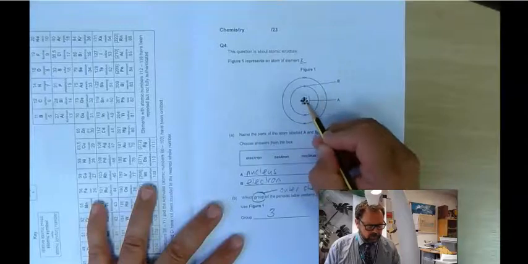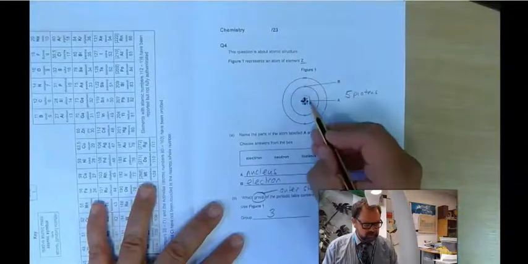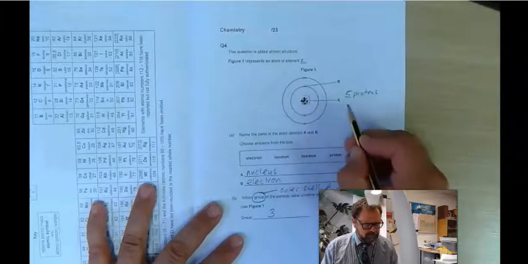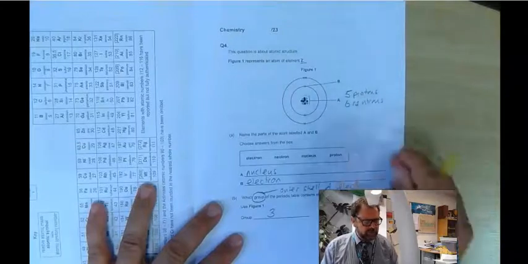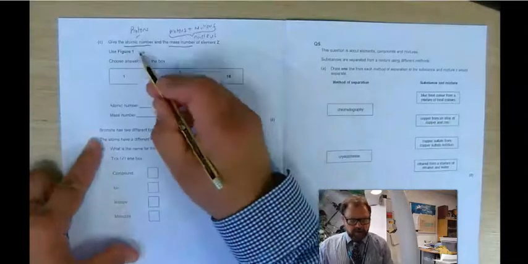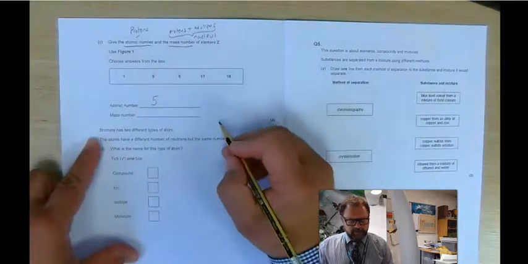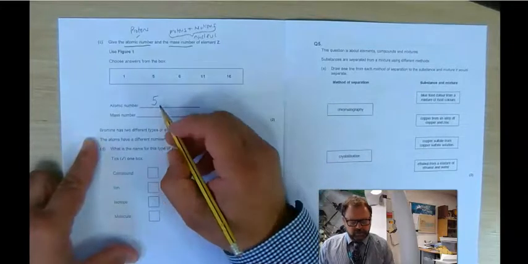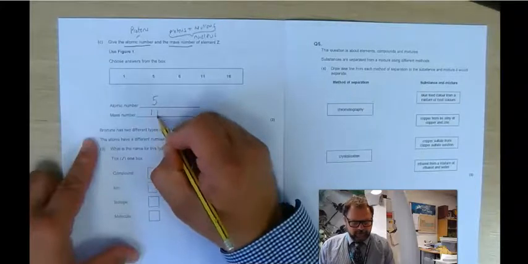1, 2, 3, 4, 5. There are 5 protons here in the nucleus, and the other particle is the neutron. 1, 2, 3, 4, 5, 6 neutrons. 5 protons and 6 neutrons. So, going back to our question, the atomic number, which I'm remembering is the proton number, is 5. And the mass number is the total number of particles in the nucleus. 6 neutrons and 5 protons makes a mass number of 11.